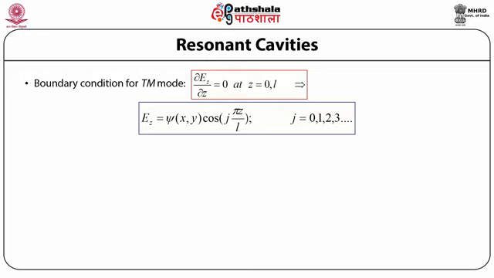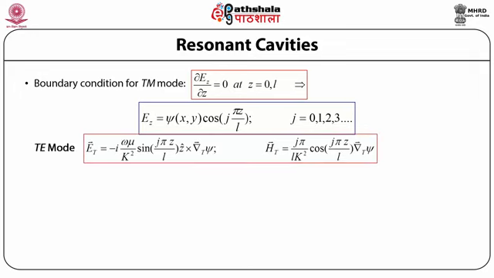So finally, we can write down the transverse electric mode for the resonant cavity as: the transverse component of the electric field is given by minus iota times omega mu by capital K square times sine of j pi z by L times unit vector z cross product with the transverse component of the del operator acting on the wave function psi, and the transverse component of the magnetic field vector is given as j times pi upon L times capital K square, times cos of j pi z by L times the transverse component of the del operator acting on the wave function psi.